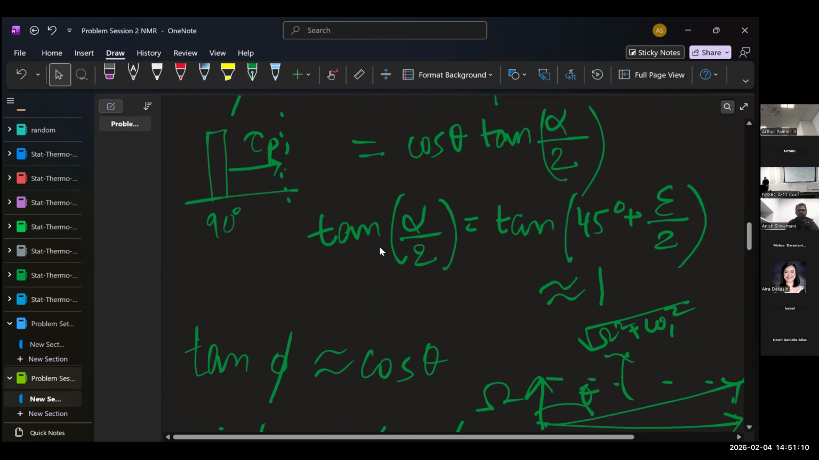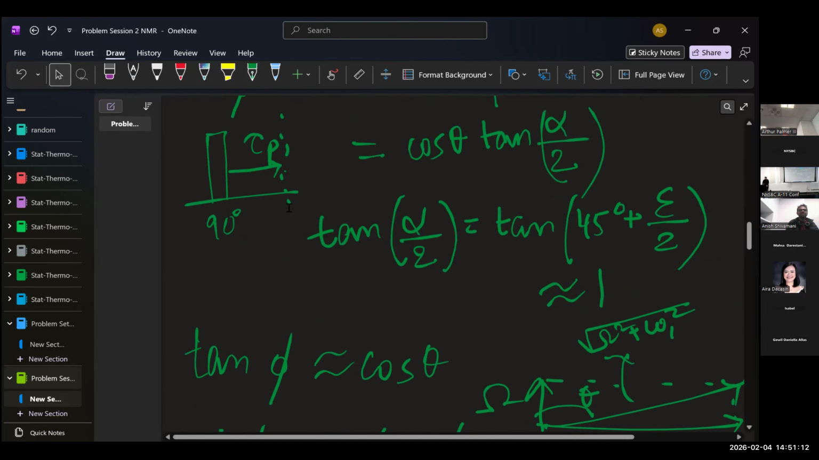Now, if I want to go back to this experiment where I have a 90-degree ideal pulse with a delay tau p, how do I calculate the phase of the magnetization at the end of this delay? Absent any scalar coupling.